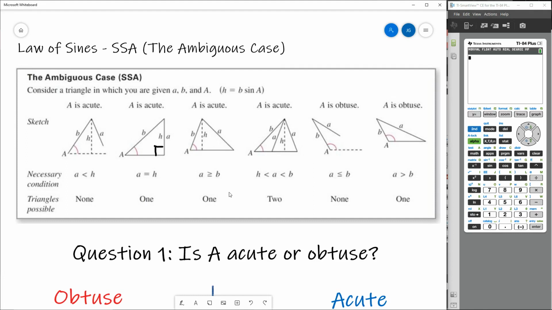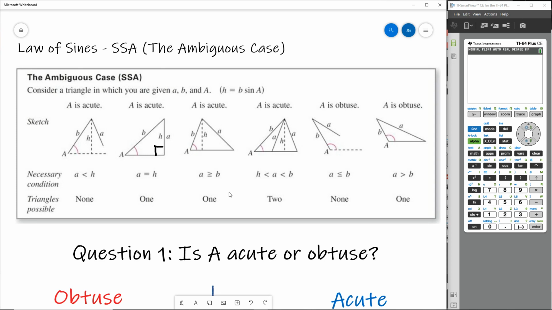Now I want to discuss using the law of sines to solve a triangle where we know the lengths of two sides of the triangle and the measure of an angle that's not between those two sides, better known as the SSA case, the side-side-angle case, or we also call it the ambiguous case.